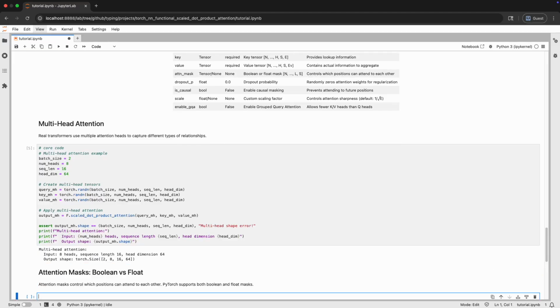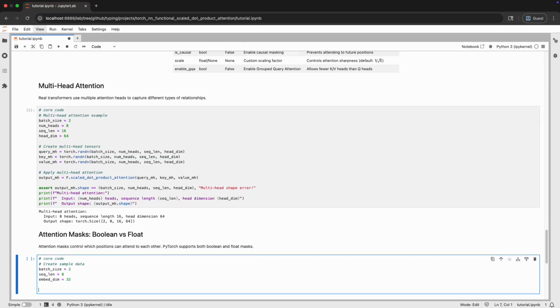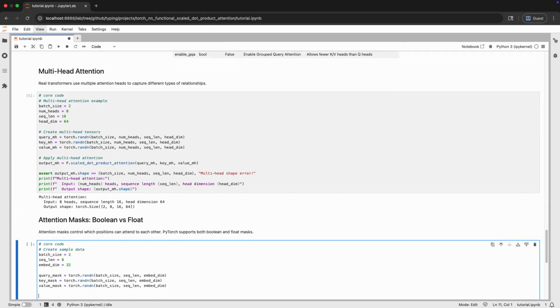Let's explore attention masks, which give us fine-grained control over which positions can attend to each other. PyTorch supports both Boolean and float masks, and I'll show you how both work. I'm demonstrating both Boolean and float masks here. With Boolean masks, true means the position can attend, while false means it's masked out.